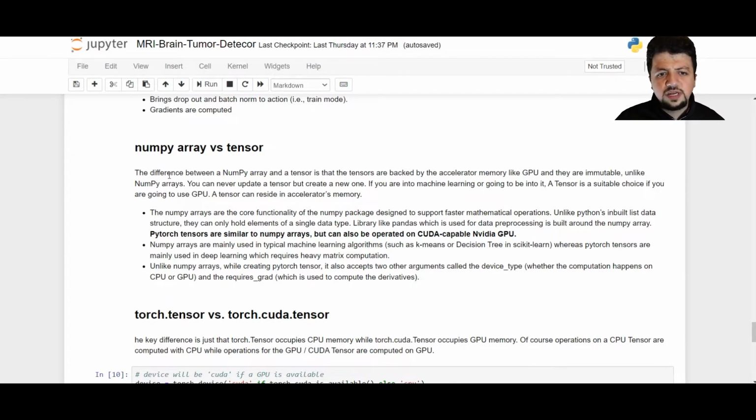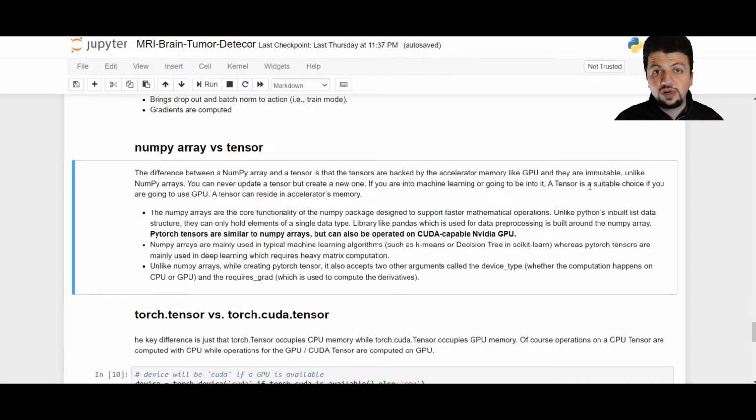So the difference between a NumPy array and a tensor is that tensors are backed by accelerator memory like GPU, and they are immutable. You can never change the value of a tensor. When you change its value, you're not changing the value of the original tensor, but you're changing the value of a copy of that tensor. Now, unlike NumPy arrays, you can actually use tensors, basically process them, using your GPU. Okay, you can never update a tensor, but you have to create a new one, as I said.